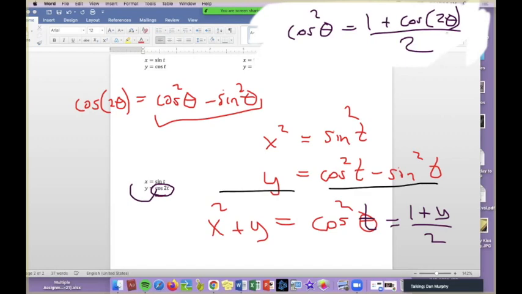Yeah, we end up with y. Here's my answer to this. I'm down a rabbit hole. y equals 1 minus 2x squared. I'll double check that when I rewatch.